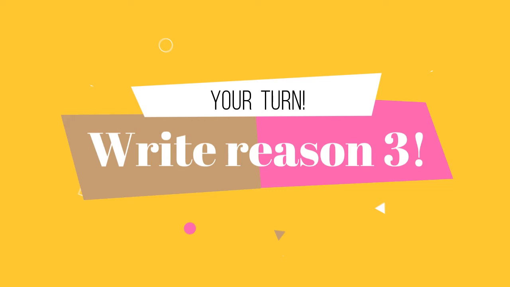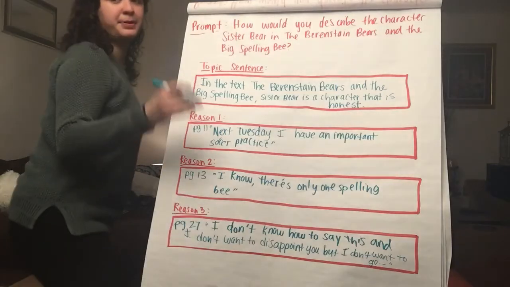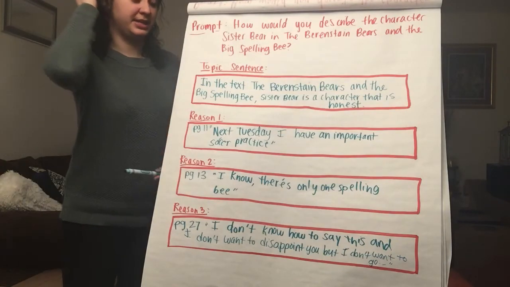And as I write my third reason, you're going to write your third piece of evidence. Don't know how to say this. And I don't want to disappoint you. But I don't want to go. Now the reason I put a ... at the end of that is because I'm not writing out the entire sentence.